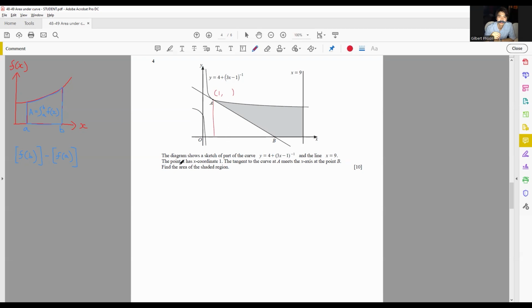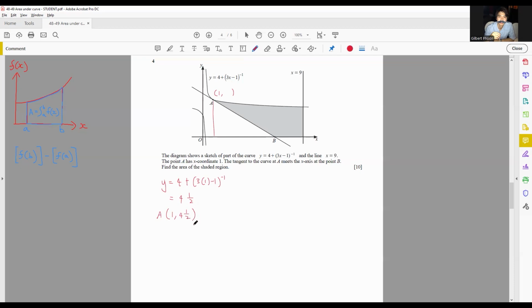To start off with, let's find the coordinates of A first. The coordinate of A is when x is equal to 1, and I substitute it back into this formula here. y equals 4 plus 3 times 1 minus 1 to the power of negative 1. Type this into your calculator, you would have gotten 4 and 1 over 2, 4.5. So the coordinates of A is going to be 1 and 4 and 1 over 2.